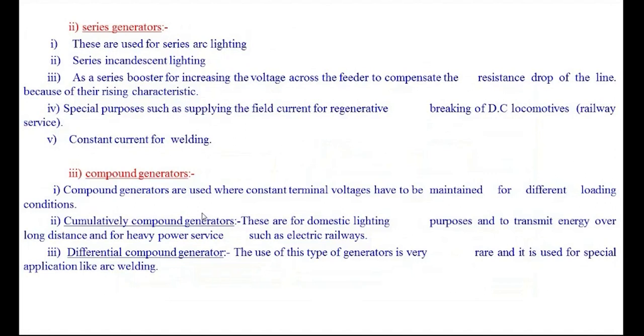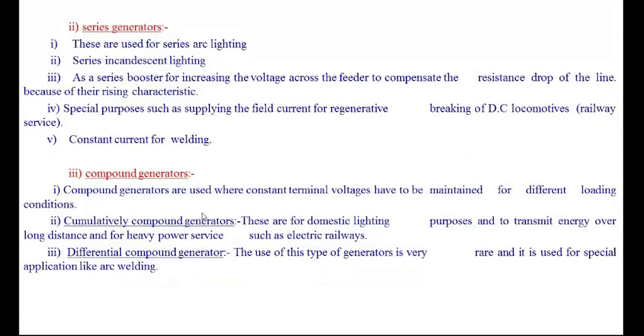The differential compound generator is rarely employed. This type of compound generator is employed only for special applications, that is, arc welding purposes. These are the overall applications of the DC generator.